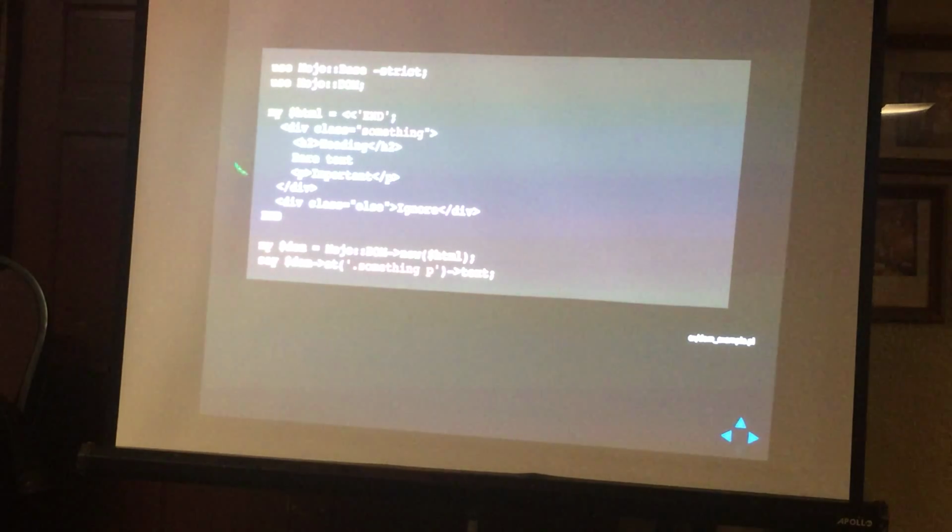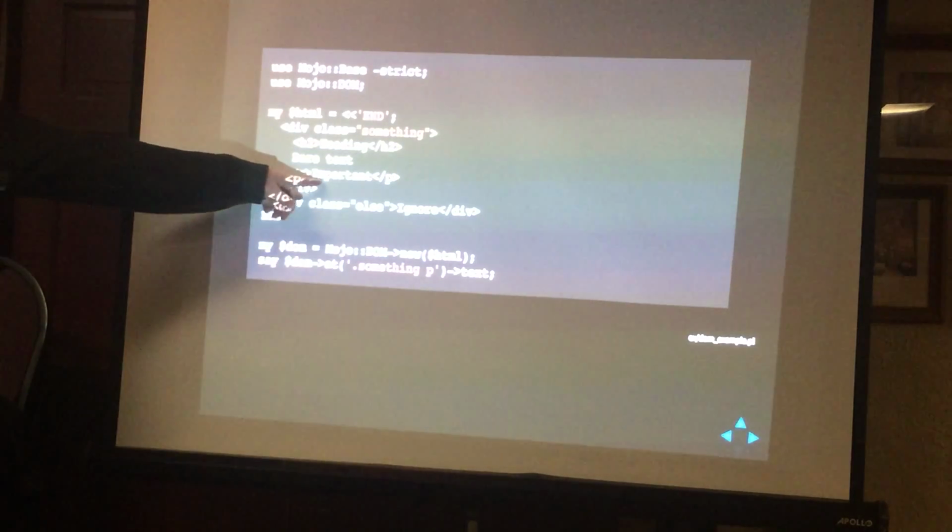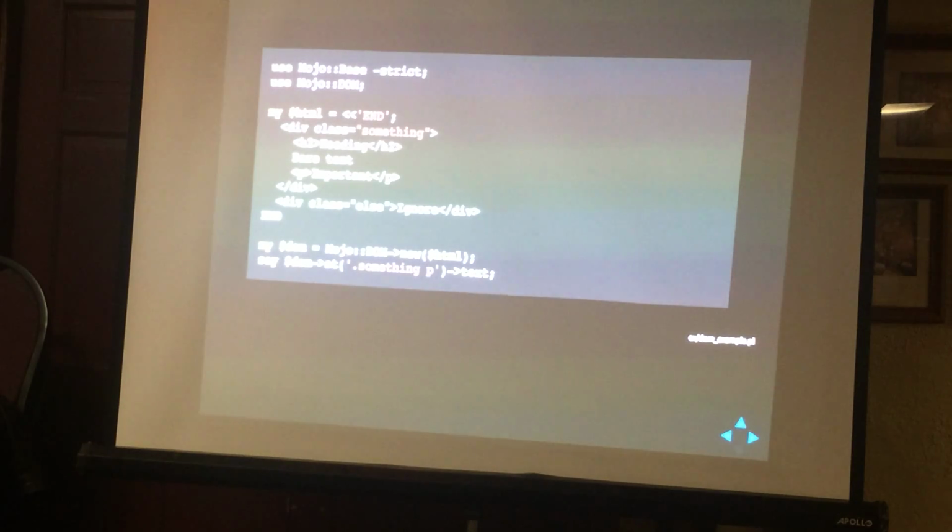I'm just going to declare some HTML up here. And the important thing we're going to find is the important text. I know that I've got some kind of structure and I want to use Mojo::DOM to find it. So I'm going to build a new Mojo::DOM instance and say at .something, which here's our class something, that's the selector syntax for class. And then we're going to take the first p tag inside of it. And then we're going to print, say, the text. And sure enough, there it is.